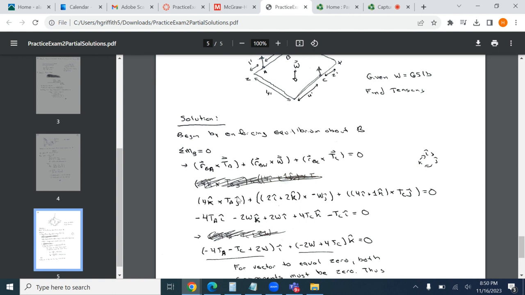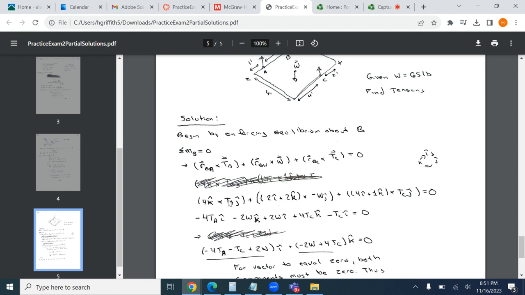So for k hat cross j hat, there's k, there's j, and going from k to j, I'm going counterclockwise. I'm going against the direction of these arrows. So k cross j is actually going to be negative i. So that's how I'm getting, when 4k hat cross TA j hat, k hat cross j hat is negative i hat, and then you have your 4TA term.